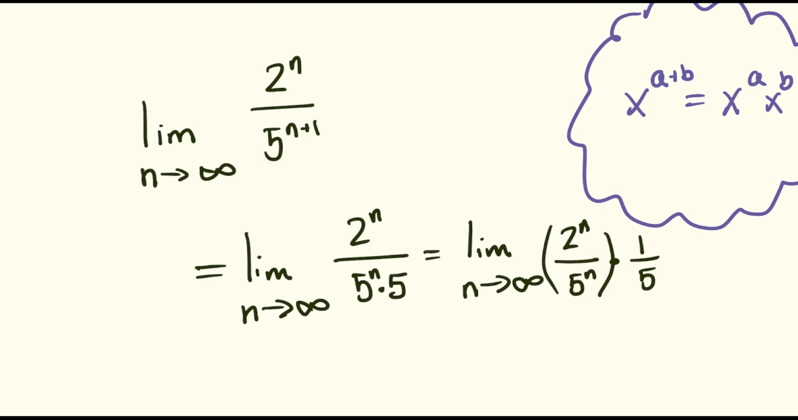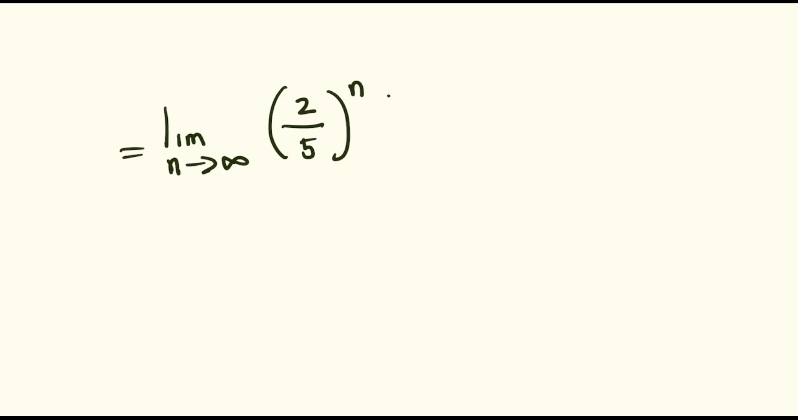Now we have an n on the exponent of both terms here, top and bottom, which means that the next thing we can do is we can pull that n all the way out to the outside there. So now we have (2/5)^n.